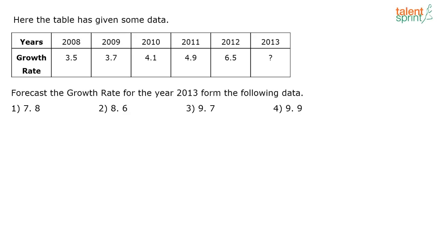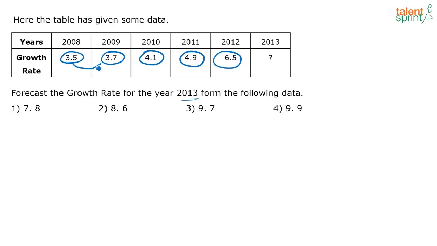Now here, what is given? Here the table has some data. Forecast the growth rate of the year 2013 from the following data. So what should you do? See, in 2008, the growth rate is 3.5. In 2009, the growth rate is 3.7. Then it is 4.1, 4.9, 6.5. So next, what will be the growth rate? How can we solve this?